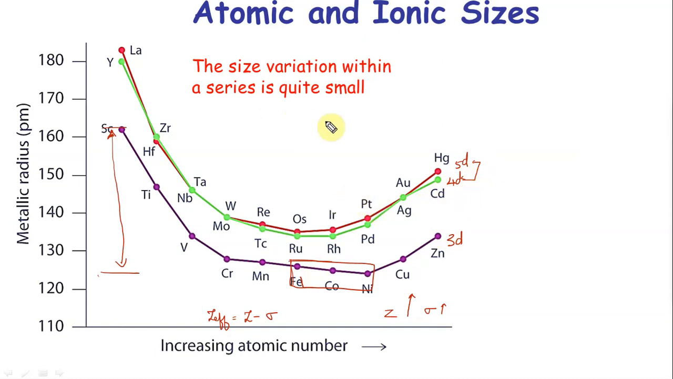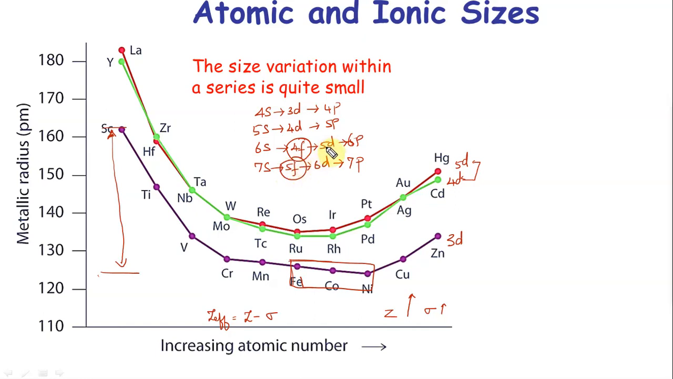That's because this is how you have your configurations: 4S, 3D, 4P, 5S, 4D, 5P. But when I go to my 6S, I don't jump straight to my 5D. I have my 4F and then 5D and then 6P. Similarly, 7S, 5F, 6D, sorry, this is 6D, 7P. These F orbitals shield extremely poorly. If they shield poorly, the size decreases.